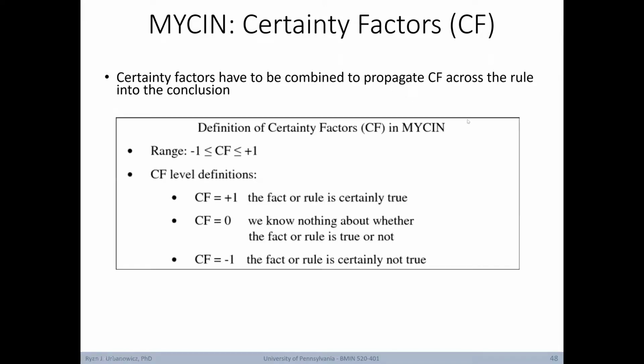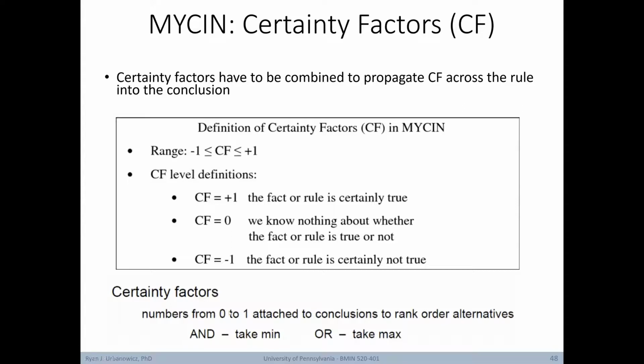Here we have the range of certainty factors in MYCIN, which should be familiar. MYCIN uses certainty factor ranges as such, where 1 is certain, 0 is we don't know anything about whether it's true or not, and -1 is a rule that is certainly not true, or a completely incorrect rule. In practice, certainty factors are assigned to rules or facts in the range of 0 to 1 and allow us to rank different conclusions, as well as to simply assess our overall certainty with our chosen conclusion.